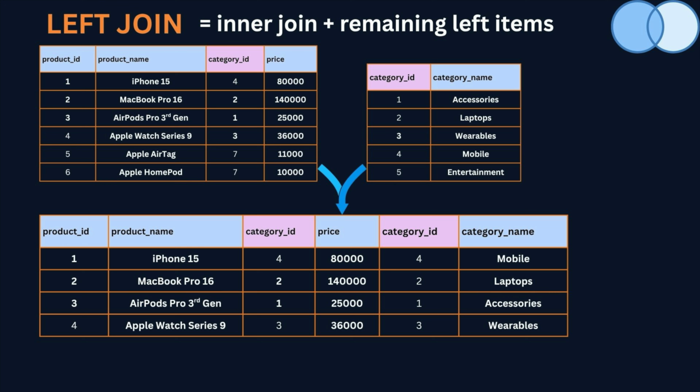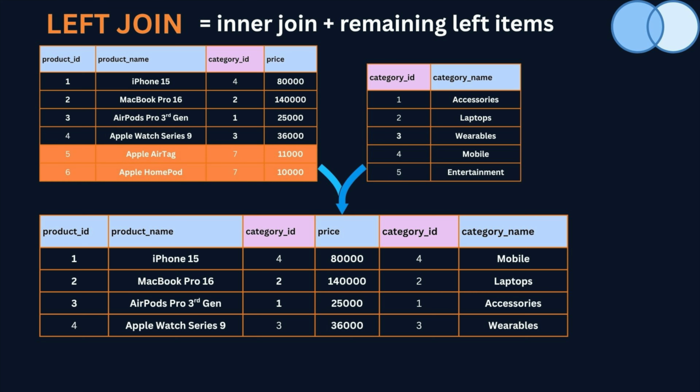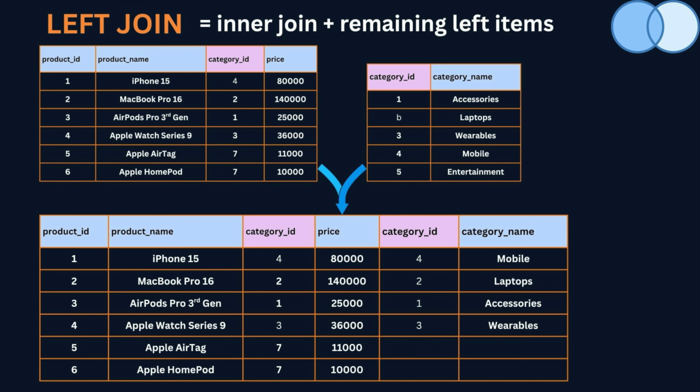And as left join is a combination of inner join plus the remaining left items, the remaining left items are going to be the products with product ID 5 and 6. So these two items from the left table are not part of the inner join result. So when we perform a left join, these two rows will be brought into this result, which is row 5 and row 6 will be part of the join result.